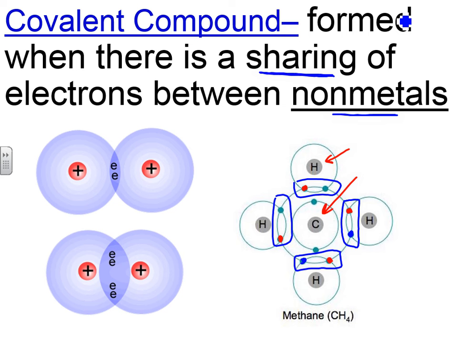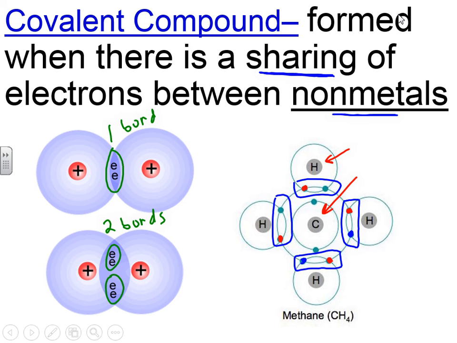Now you could share a pair of electrons. Here we have 2. This would be 1 bond. If you share 2 pairs of electrons, this would be a double bond. So you can say 2 bonds. And then you could have 6 for the total. You could have a triple bond. But there's no such thing as a quadruple bond. Triple bonds are the highest types of bonds.